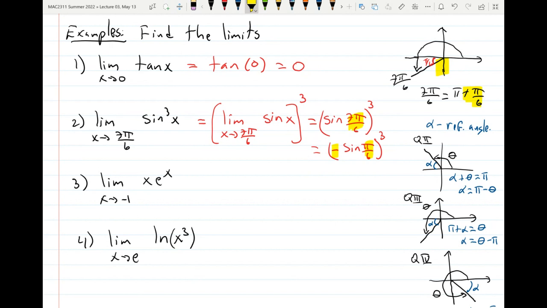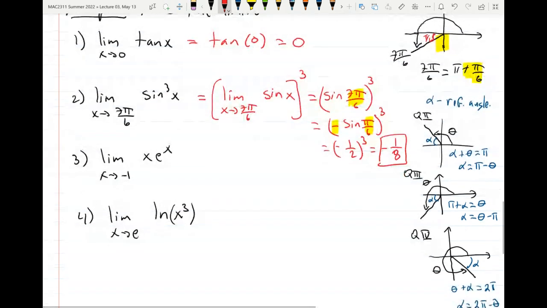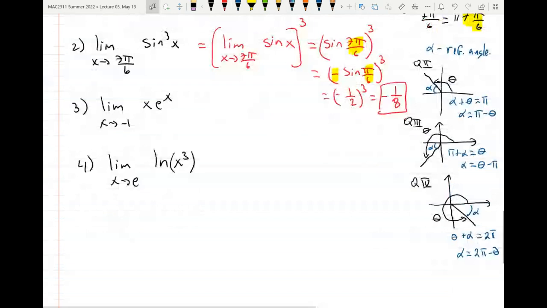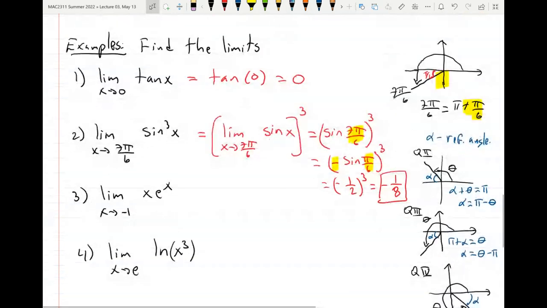All right. And now sine of pi over 6, that's 30 degrees. And as you know, sine of pi over 6 is 1/2. So this is going to be negative 1/2 cubed. So we get negative 1/8 as our answer. Okay. All right. So that was a little refresher on some trigonometry as well in this example.